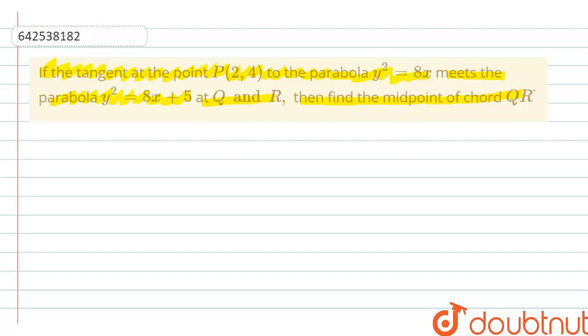So firstly I'm writing down the given parabolas. First is y square is equal to 8x, let it be equation number 1, and the second one is y square is equal to 8x plus 5, let it be equation number 2. Now it is given that the tangent at point 2,4 on equation 1 is to the parabola of equation 2.